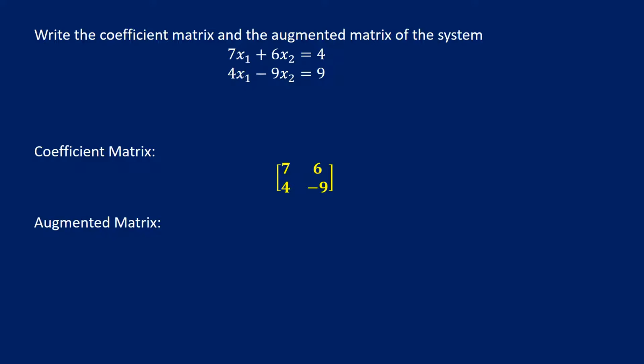The augmented matrix is going to take the coefficient matrix we just found, and it is going to pair it with the constant matrix, or what each equation is equal to. So we see that we get an additional column, 4, 9, and we separate that with a bar.